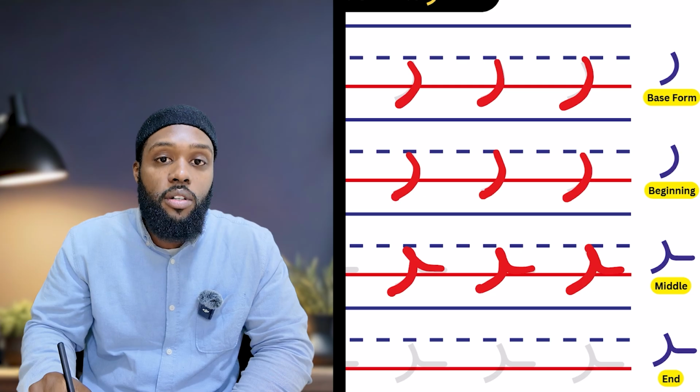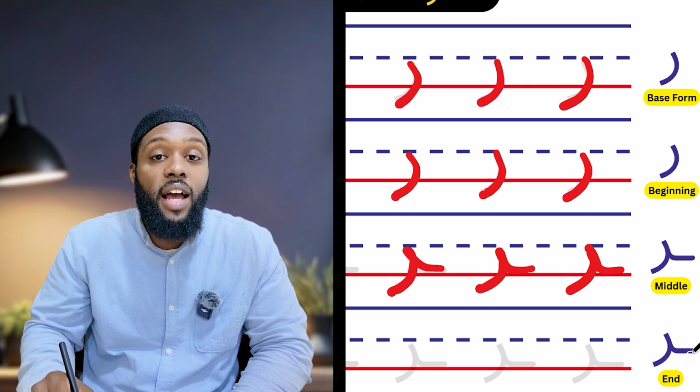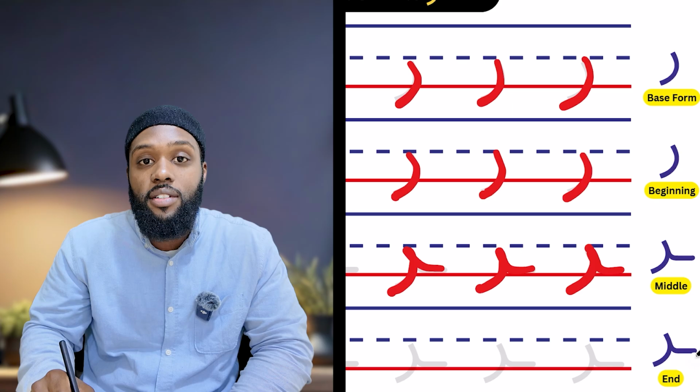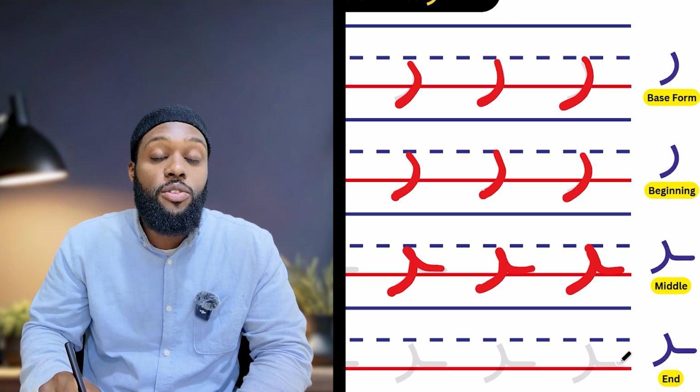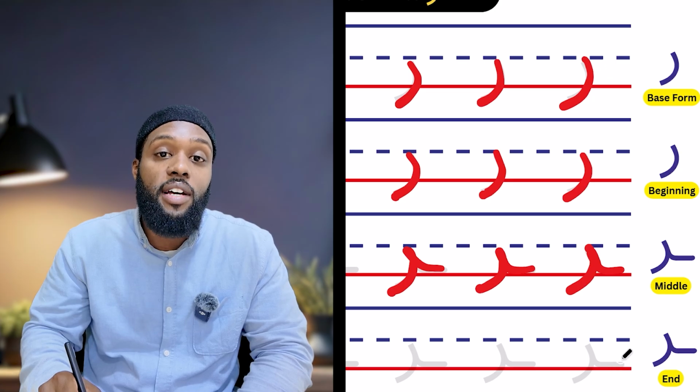At the end of a word, the letter Ra looks like this, exactly the same as it does in its medial form. And this is because, again, the letter Ra does not connect to letters after it, only letters before it. So in reality, the letter Ra only has two forms. This should make it easy for us to master the recognition of this letter in each of its different forms.